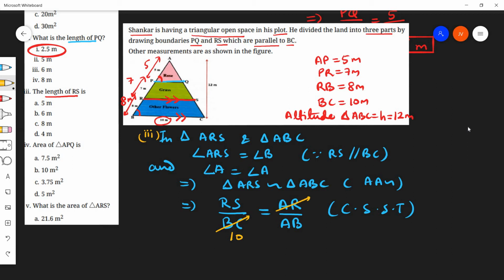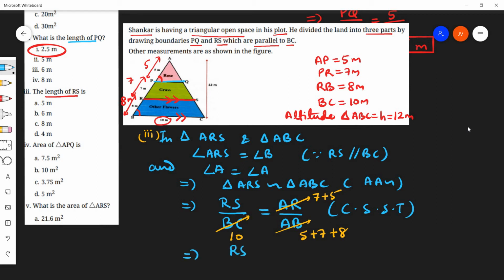AR, from the diagram, you have to add the parts, which is 7 meters plus 5 meters. And AB is 5 meters plus 7 meters plus 8 meters. That means 20 meters.